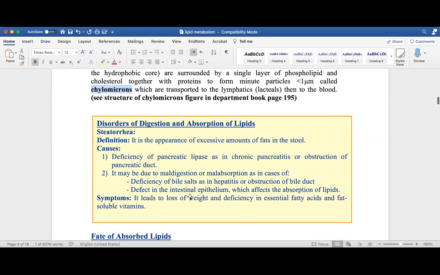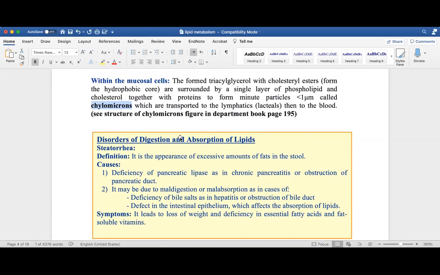The last thing I will discuss today is disorders of lipid digestion and absorption. This is a famous disease called steatorrhea. What is steatorrhea? An excessive amount of fats lost in the stool. Lipids are not digested and are lost in the stools, and the stool will look white in color because it contains an excess amount of lipids.